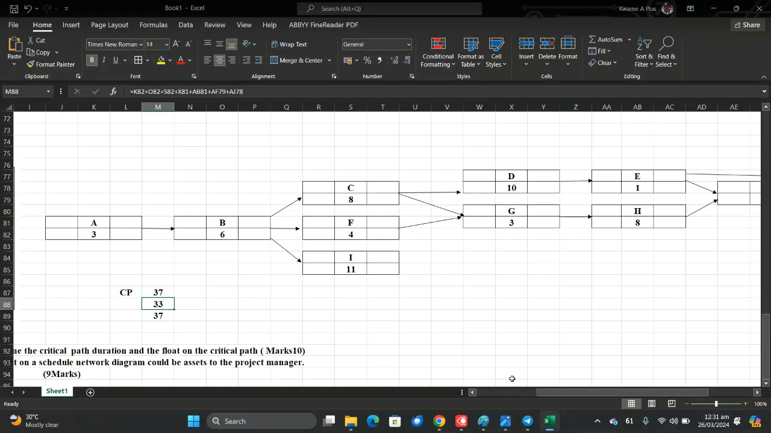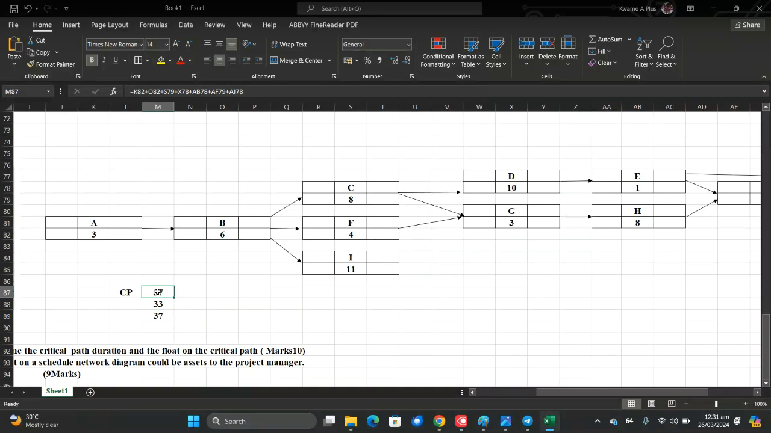So I use A, B, C, G, H, J, K. That is 37. 37 was correct, right? It was correct. Let me see. 3 plus 6 is 9, plus 8 is 17, plus 3 is 20, plus 8 is 28, plus 6 is 34. Oh, that is correct. Okay, so I think they are correct too.